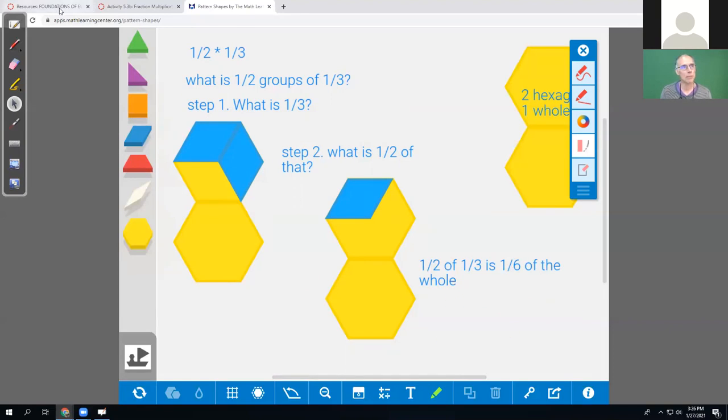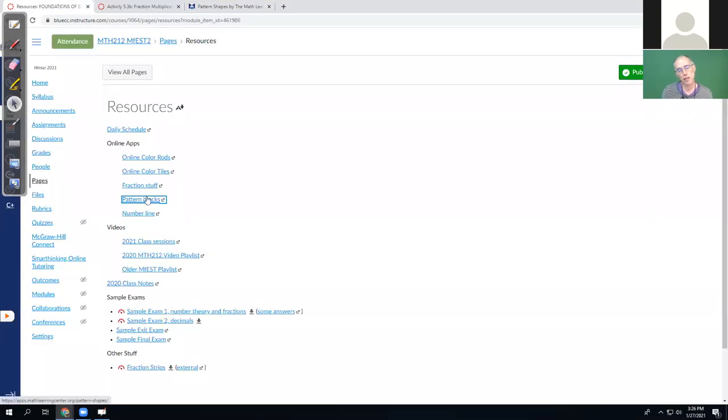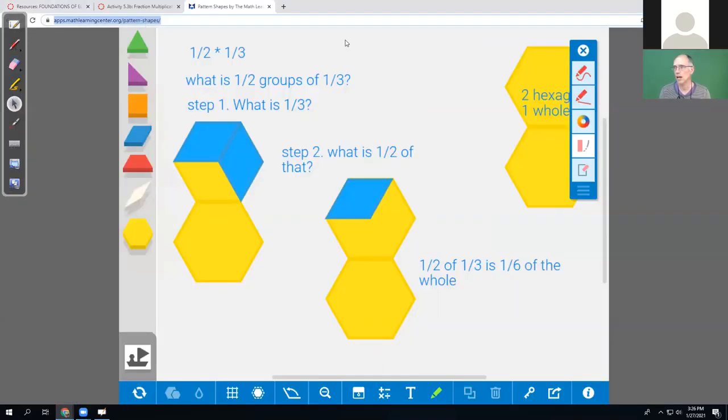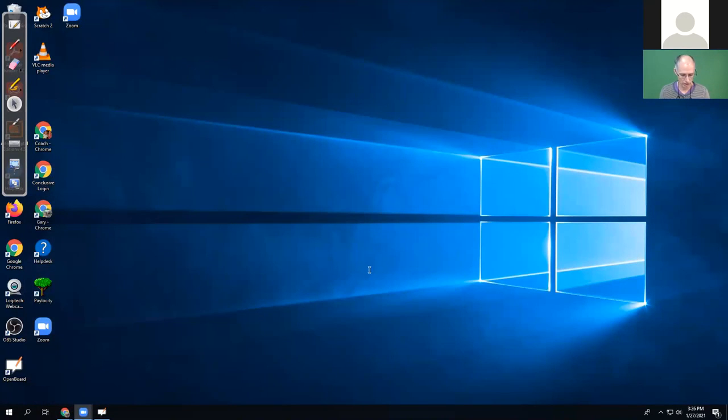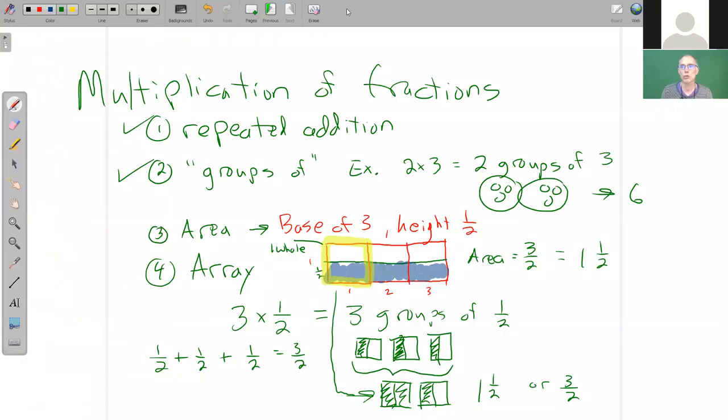So to get this up, you could go to the resources page and find the pattern blocks. I am going to just grab that URL and stick it in the chat right now, which might get it there quicker for you. If I could find the chat, there it is. So that is the pattern blocks page. If you want to go there, and let me make the groups here.